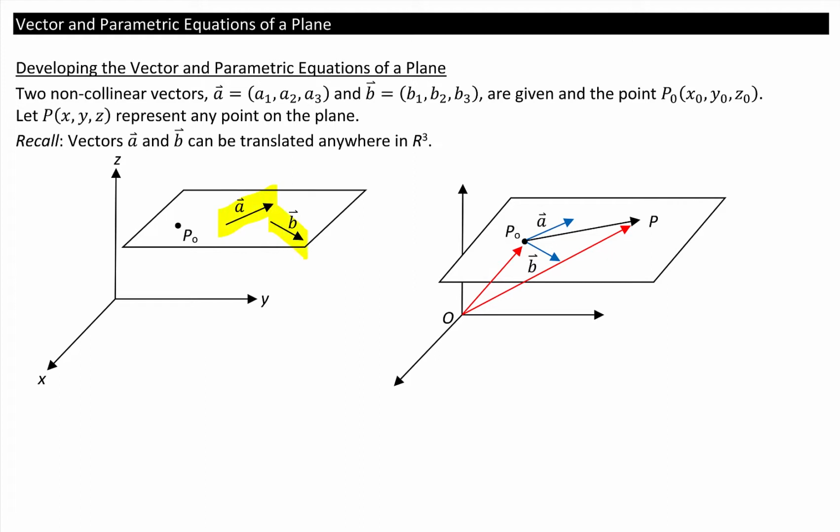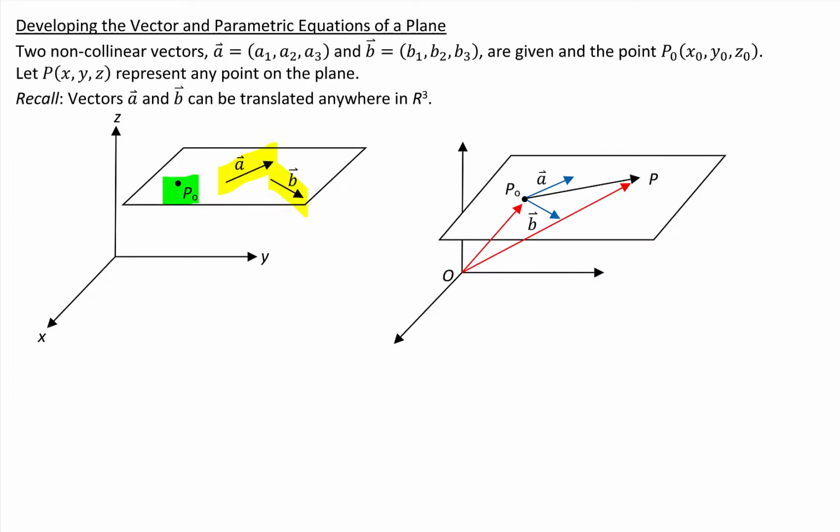So let's call them A and B. If we want to hit another point on a plane, we need to start somewhere. So we're also going to need a point or a starting point, which we'll call P naught. We need an equation that will hit every point on a plane. So let's first start with a point on the plane. So let's say we want to find point P.